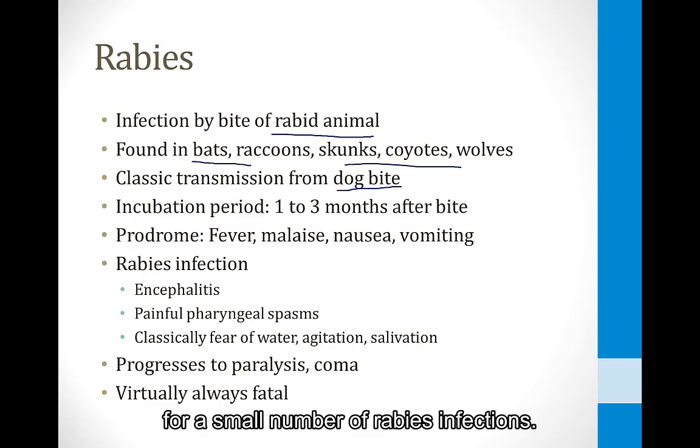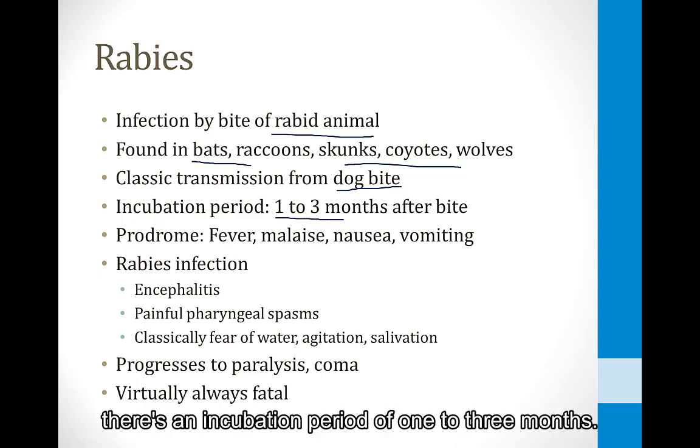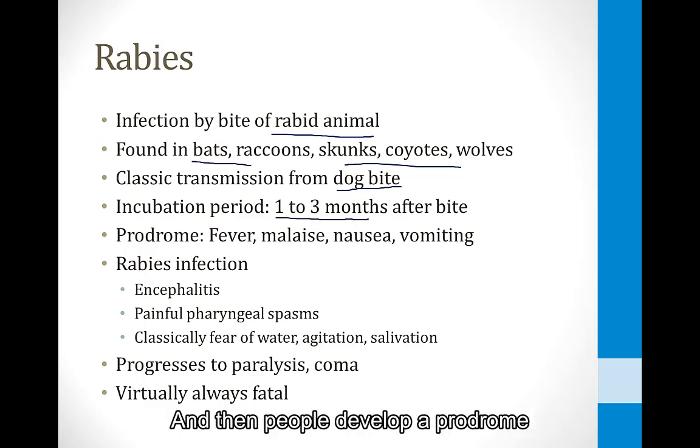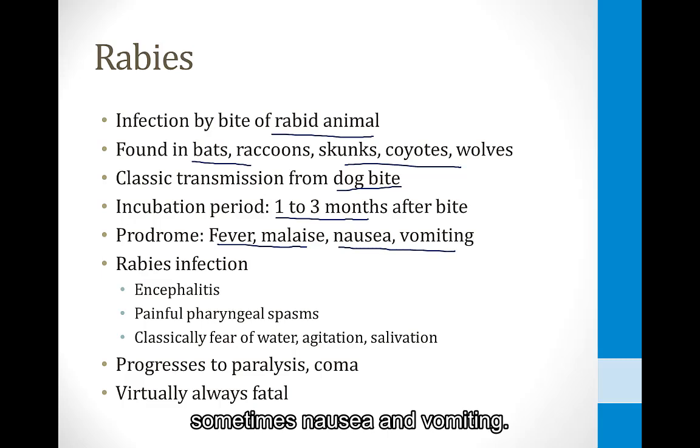So after you get bitten by an infected animal, there's an incubation period of about 1 to 3 months. And then people develop a prodrome that's relatively nonspecific, like fever and malaise, sometimes nausea and vomiting. And then the classic rabies symptoms occur from infection of the central nervous system.